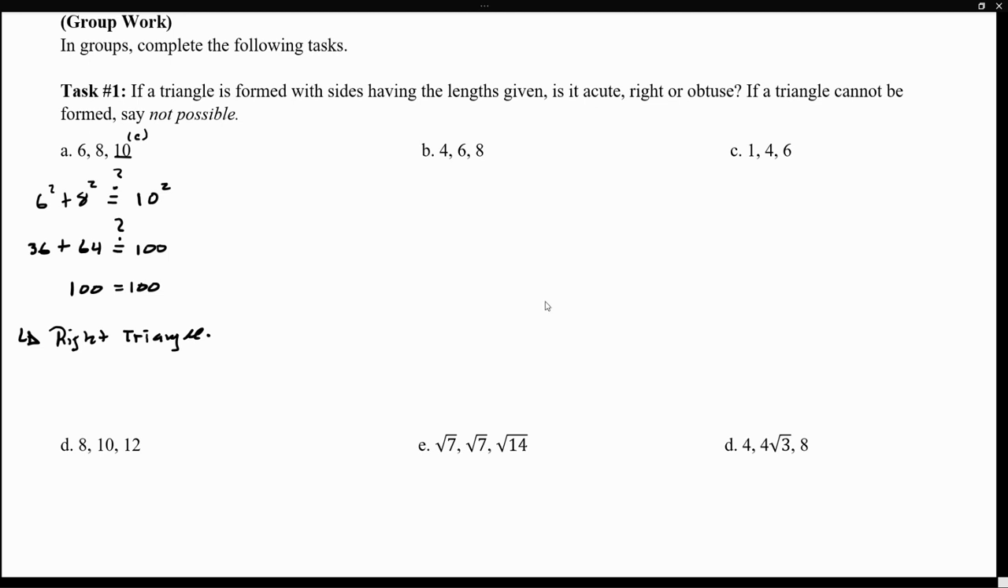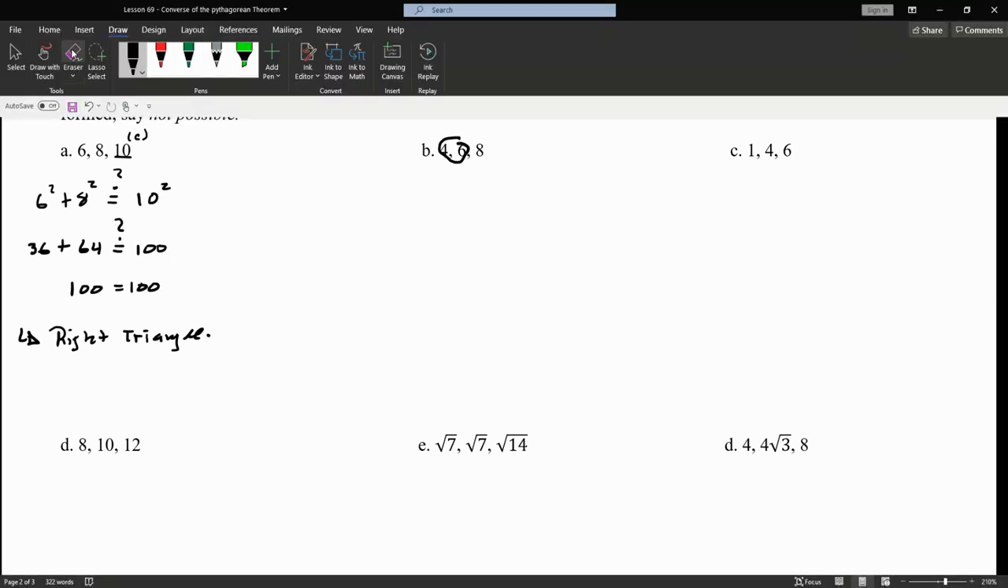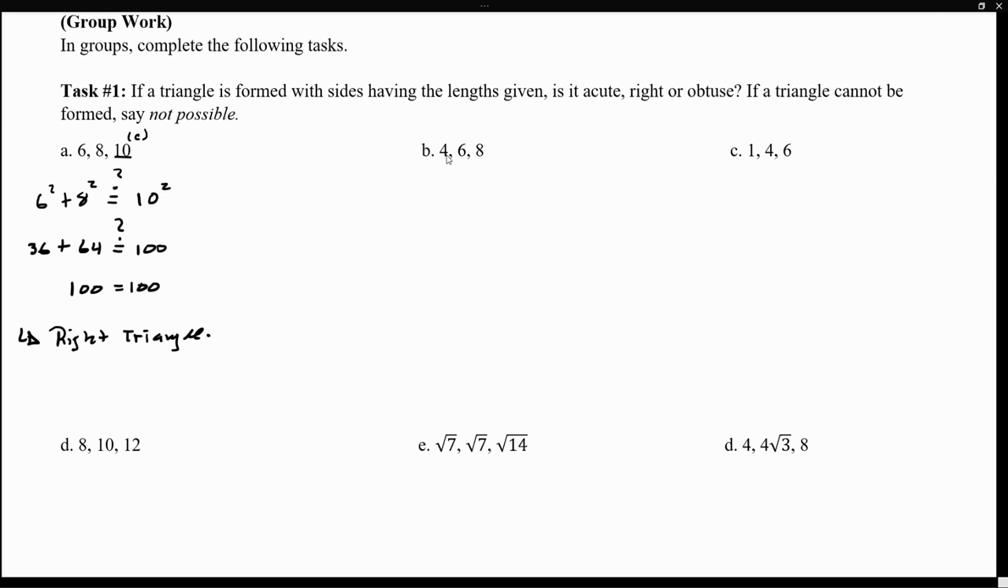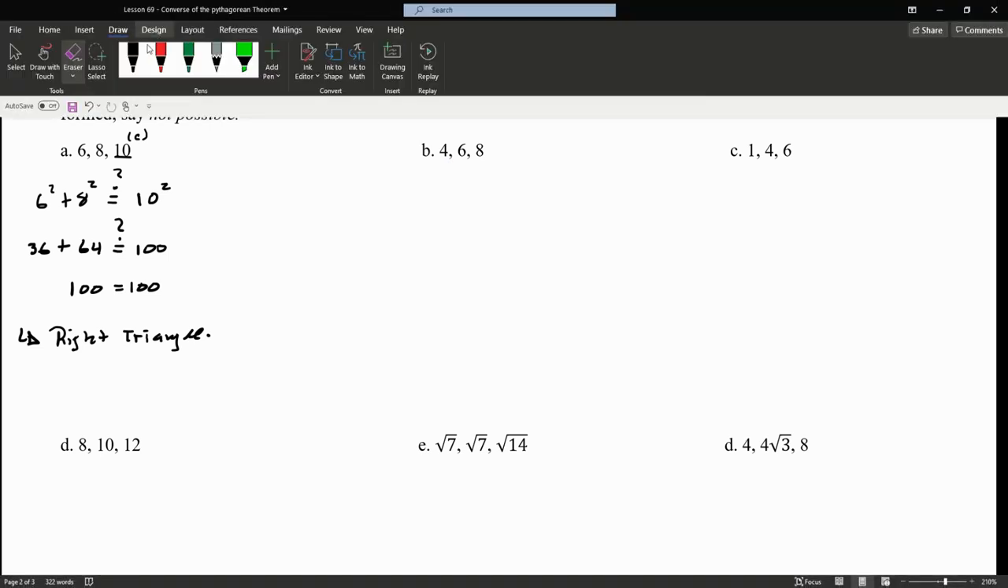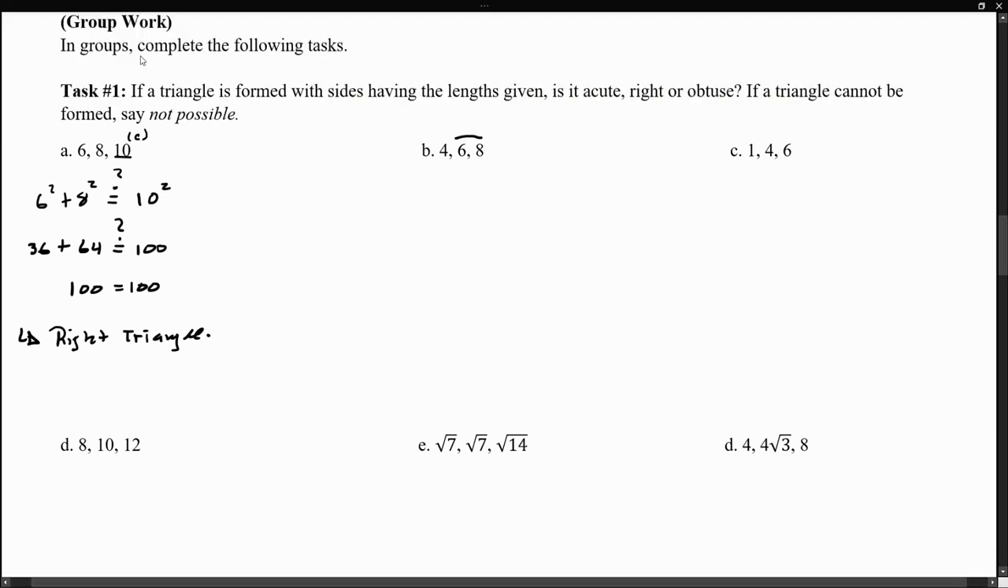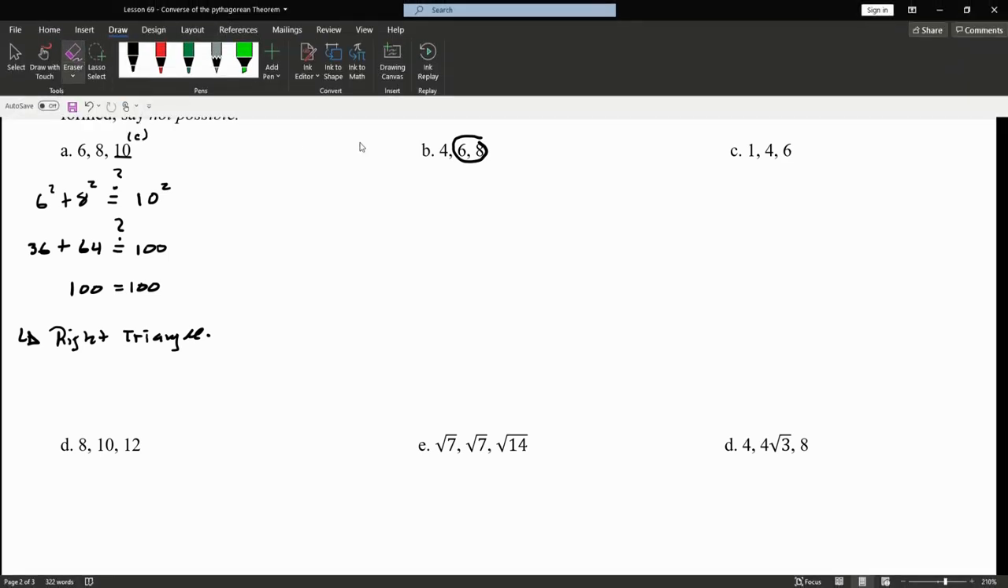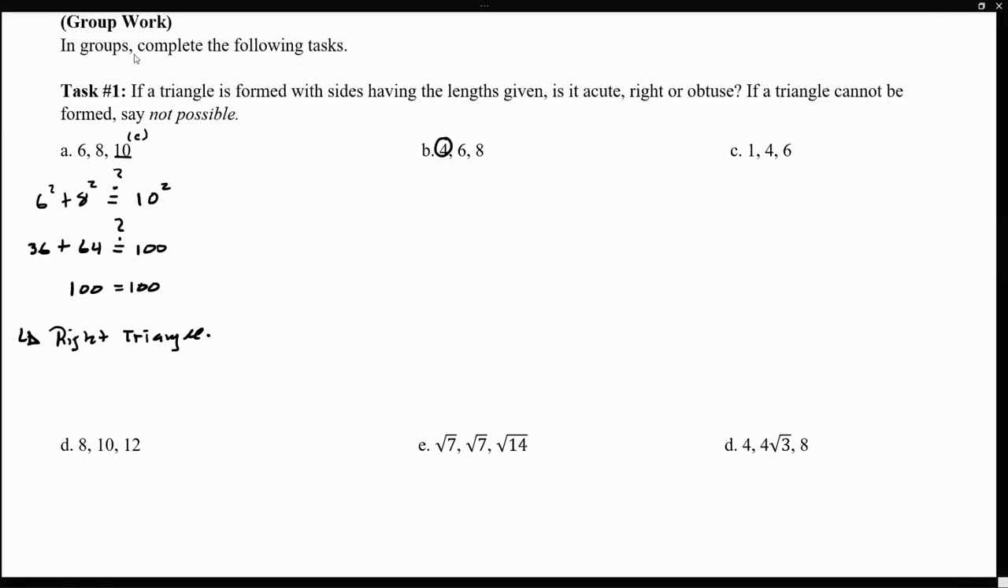But now let's look at B. Let's just do B and C. Let's take a look at B. Real quick, do we have a triangle? If I add 4 and 6, that's 10, which is definitely greater than 8. If I add 6 and 8, that's definitely greater than 4, so we're good. And if I add 4 and 8, that's definitely greater than 6.